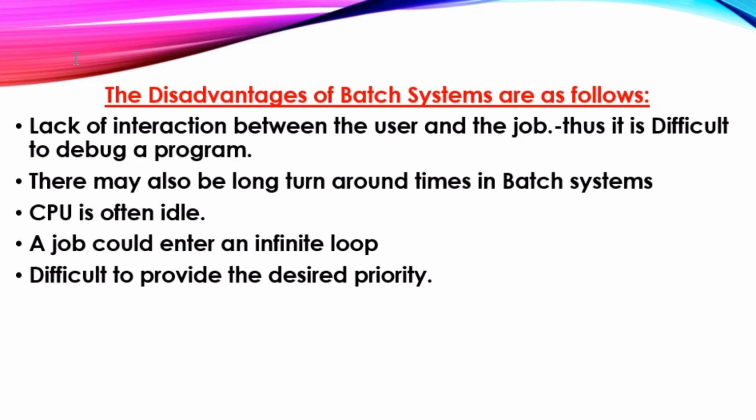The CPU is often idle. This is because the speed of mechanical input-output devices is slower than the CPU. A job could enter an infinite loop. Due to the lack of a protection scheme in this operating system, one batch job can affect all other pending jobs, thus creating an endless loop. Finally, there is difficulty in providing the desired priority.